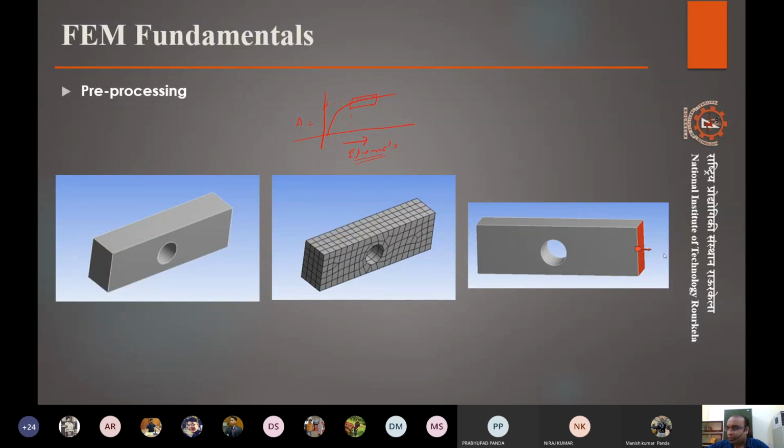Anyways, moving ahead, this was the pre-processing part where geometry and meshing was done. And then they defined the boundary condition. So the boundary condition, what was it? At this edge, on this point, this was fixed.